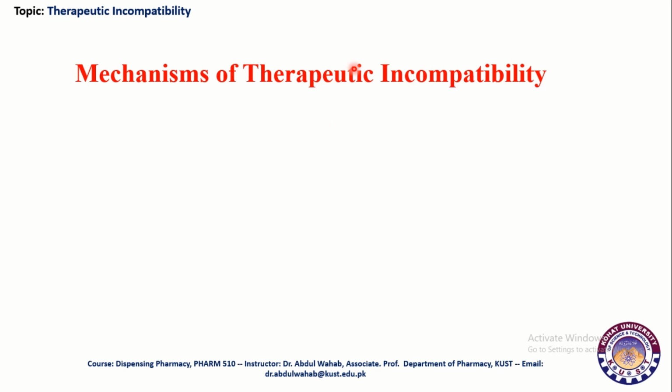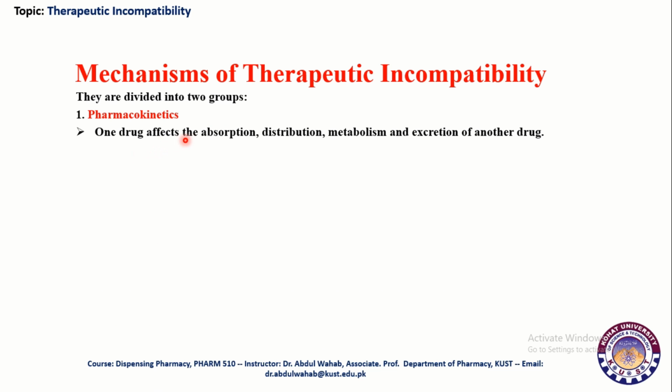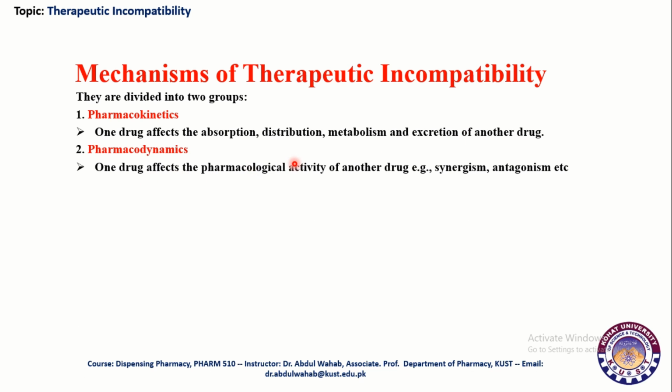Mechanism of therapeutic incompatibility. They are divided into two groups. Pharmacokinetics: one drug affects the absorption, distribution, metabolism, and excretion of another drug. Pharmacodynamics: one drug affects the pharmacological activity of another drug. For example, synergism and antagonism, as we studied in our previous slides.